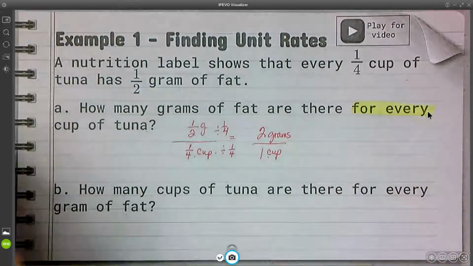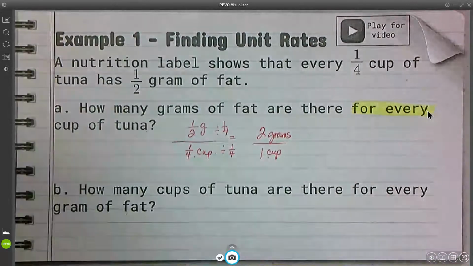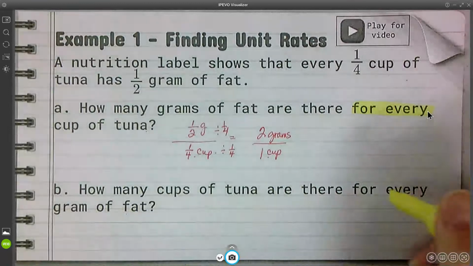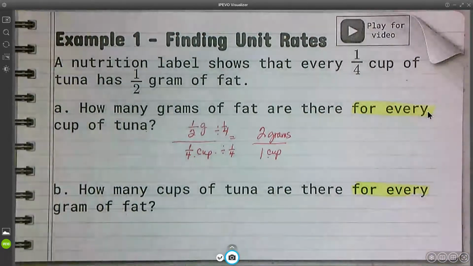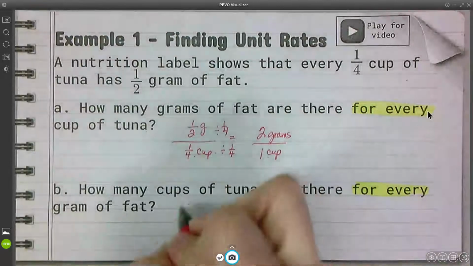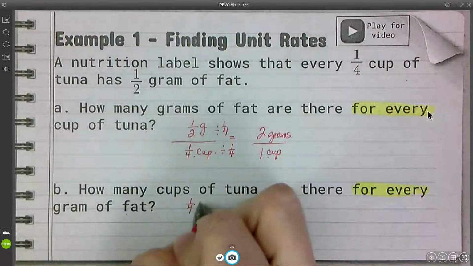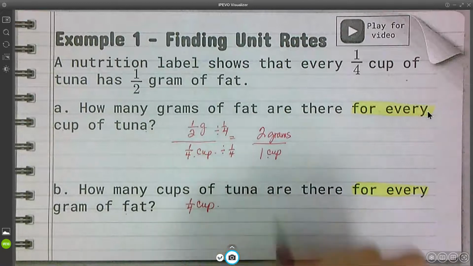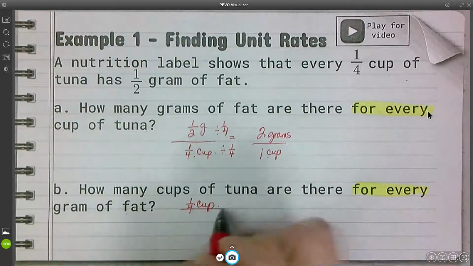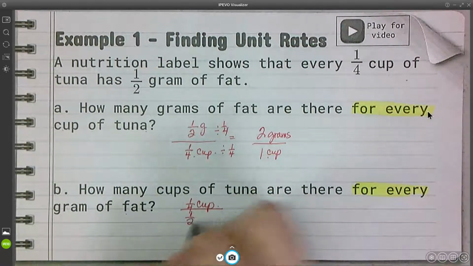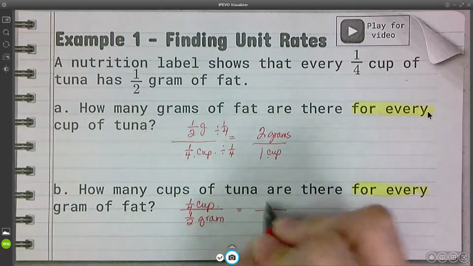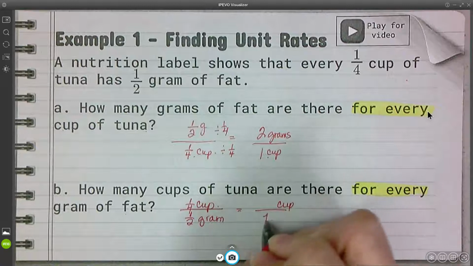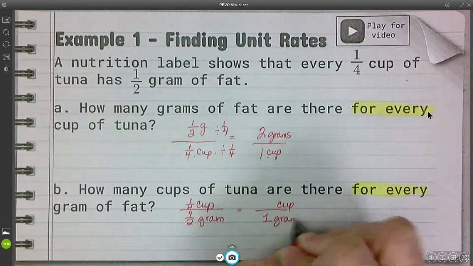Now in question B, it's just the reverse. They're saying how many cups of tuna are there for every 1 gram of fat. So now we're just flipping our ratio. We're going to put 1/4 cup of tuna on the numerator because it comes first, over 1/2 gram of fat. And now they're asking us how many cups of tuna for every 1 gram of fat.